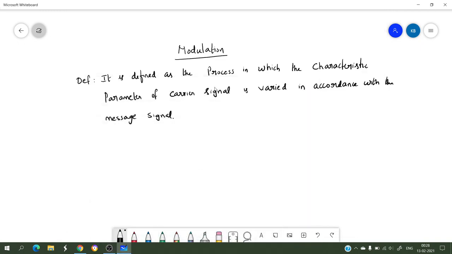Hi, in this lecture, we will learn what is meant by modulation and what are the different types of modulation. So, coming to the definition, modulation is defined as the process in which the characteristic parameter of a carrier signal is varied in accordance with the message signal. So, first, we need to consider one carrier signal, and the carrier signal is mathematically expressed as Ac cos(2πfct + φ).